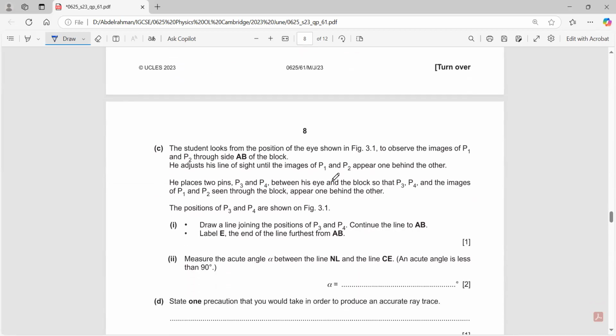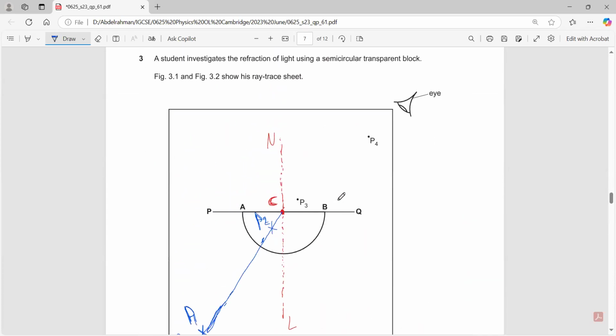He looks at the position of the eye shown to observe the images of P1 and P2, then places P3 and P4. The positions are shown. Draw a line joining P3 and P4 and continue the line to AB. Label E, the end of the line furthest from AB.